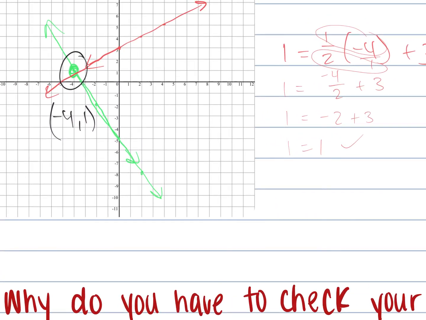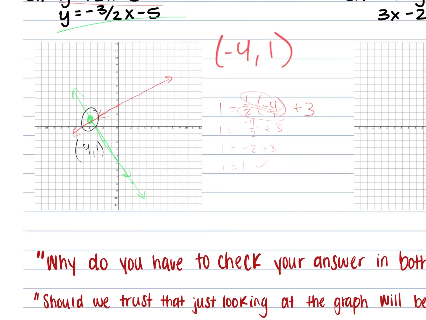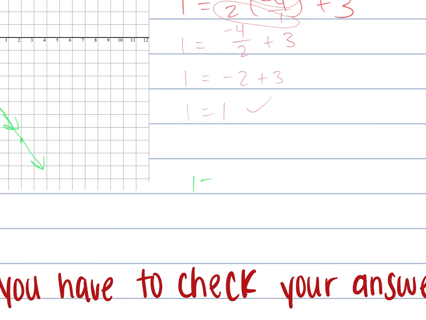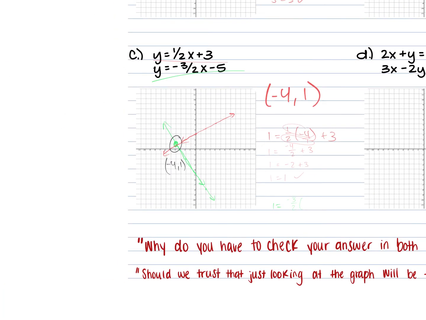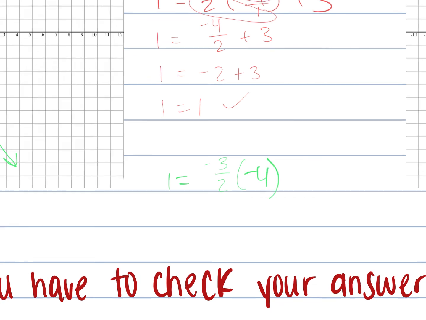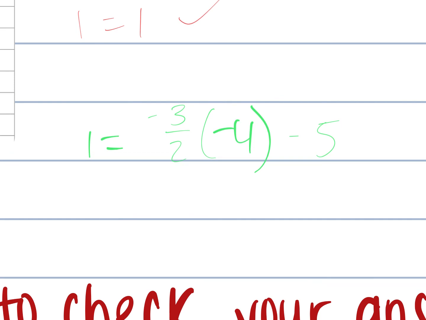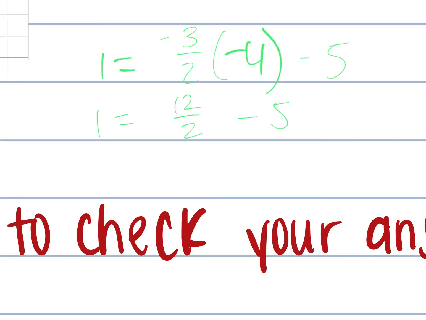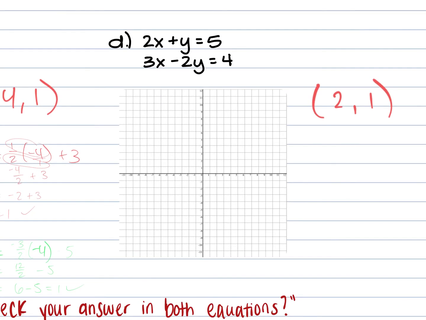The second one, we have to do the same thing, so plug it in to the green one. We're going to get 1 equals -3/2 times -4, and then -5. So -4 times -3/2. 1 equals +12/2 minus 5. This is going to be 1 equals 12 divided by 2 is 6. 6 minus 5 is 1. So 1 equals 1. We're Gucci. Okay? So as long as we plugged it back in and checked, we're good. And remember, the answer to D is 2, 1.